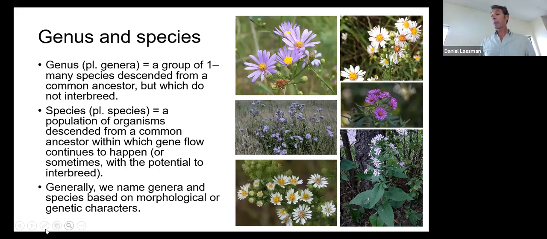All right, here is a genus of six species that all grow around here. Anyone know the genus? Symphyotrichum, yes, or Symphyotrichum, I say. It used to be called Aster. Once upon a time, it was an Aster, no longer. Anyway, these are all species in the genus Symphyotrichum. They also all used to be in the genus Aster. Different species, they look the same.